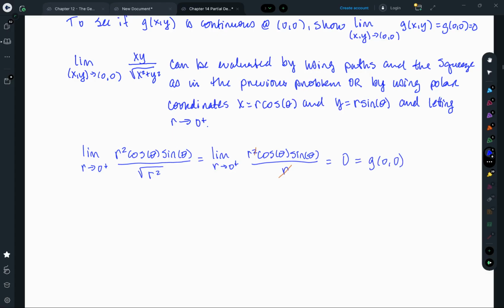So what we've done is we've shown that the limit of our function as x and y go to 0, 0 is equal to 0, which is also equal to the function value. So therefore, we can say that g of xy is continuous on all of R2. So in other words, on our two-dimensional plane.